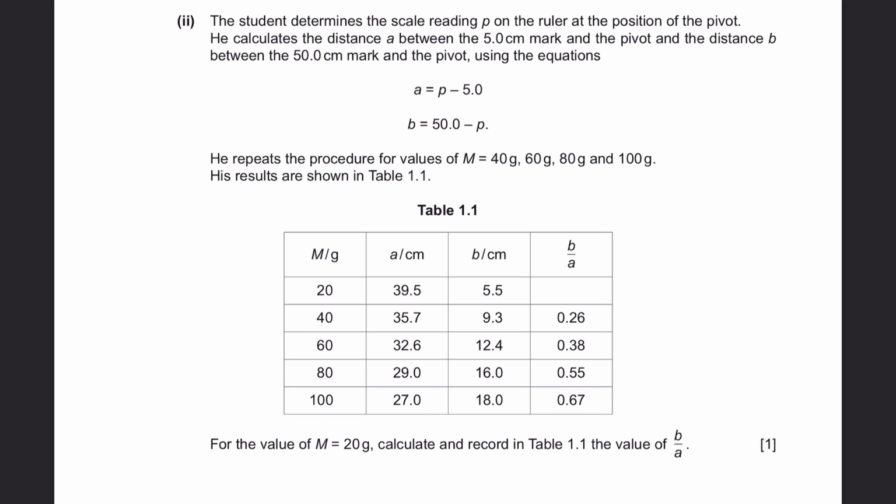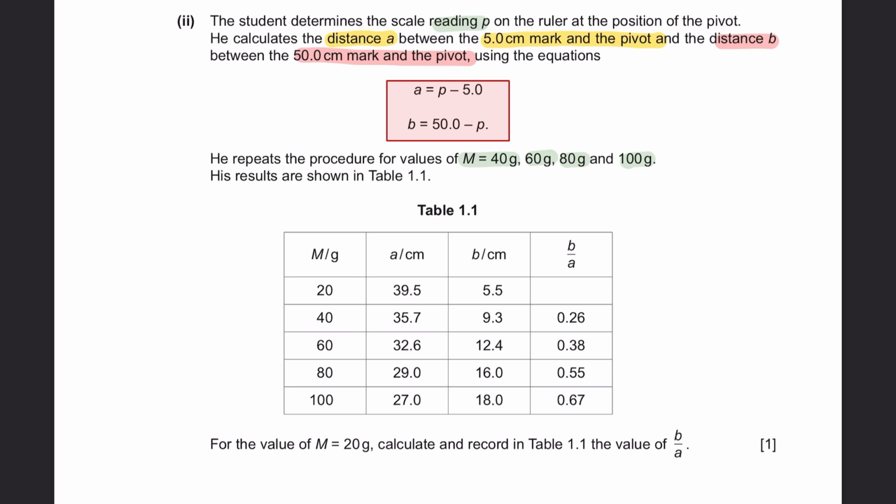Part 2. The student determines the scale reading P on the ruler at the position of the pivot. He calculates the distance A between the 5 cm mark and the pivot and the distance B between the 50 cm mark and the pivot using the equations. He repeats the procedure for values of m equals to 40 gram, 60 gram, 80 and 100. His results are shown in table 1.1.